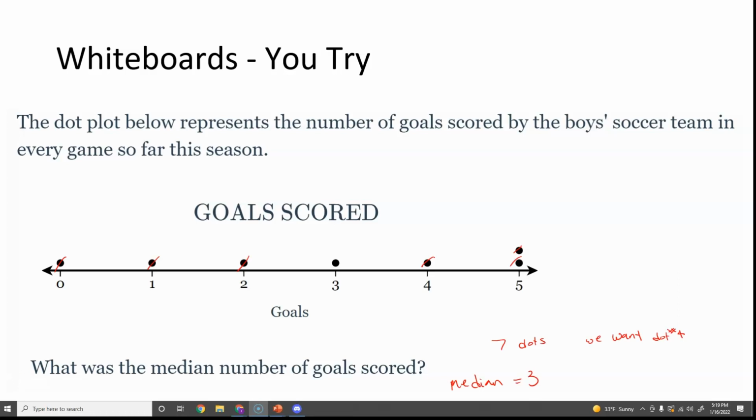Okay, so looking at this data set, we have 7 pieces of data, 7 dots: 1, 2, 3, 4, 5, 6, 7. That means that we're going to be looking at the 4th dot. So I'm going to cross off the first 3, and then I'm going to cross off the last 3. What we're left with is 3, so our median is 3.